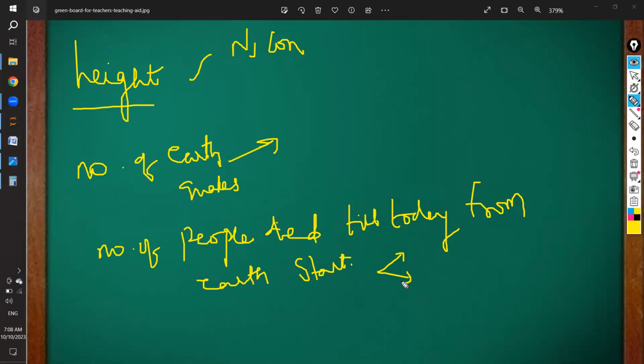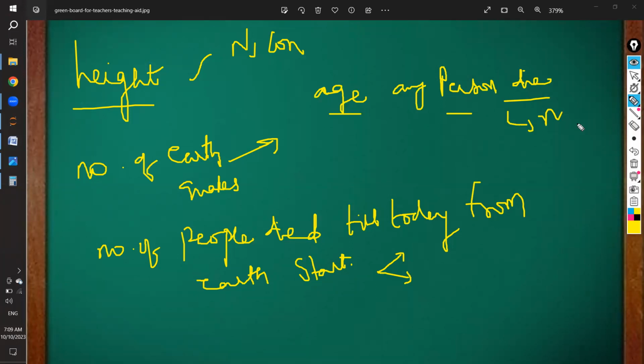Okay, now at what age can a person die? Age any person can die. Numerical and continuous. Correct. Okay, because we can die anytime, right? So it could be 4 years, 3 days, 2 hours, 6 months, something like that. Anything is possible. Agree? So this is continuous, you cannot count.